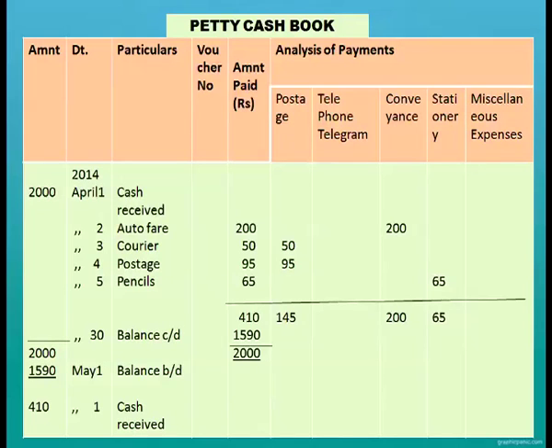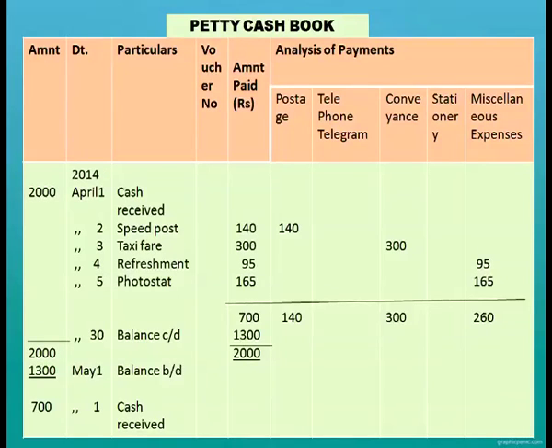And the remaining cash will be received. Whatever this petty cashier has spent will be received from the main cashier, that is 410 he spent. So that amount is the cash receipt on May 1st, again, brought down amount and the amount that is received.